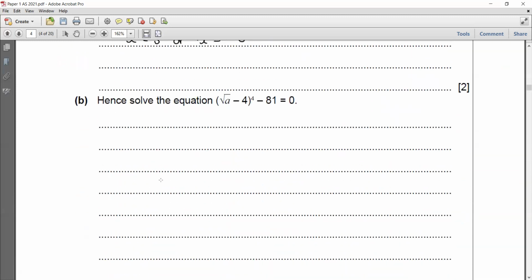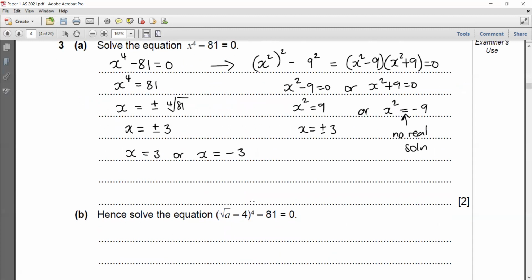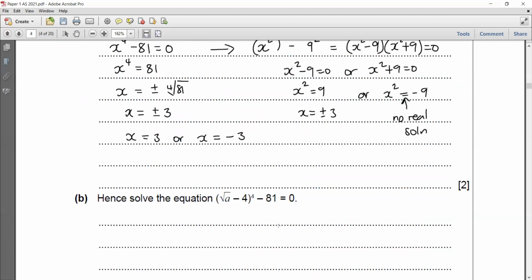Okay, so hence solve the equation that the square root of a minus 4 to the power of 4 minus 81 is equal to 0. So here you can see that there is a similarity between 3a and 3b. Here with 3a we had x, and then here instead of x we have this bracket, and we know that here our x is always equal to positive 3 or negative 3. So when we have a question here that says hence, it means use what you got in the previous question to work out this next one.